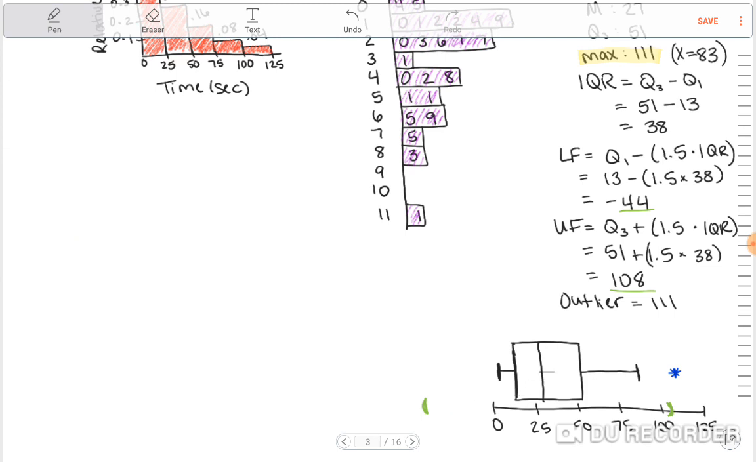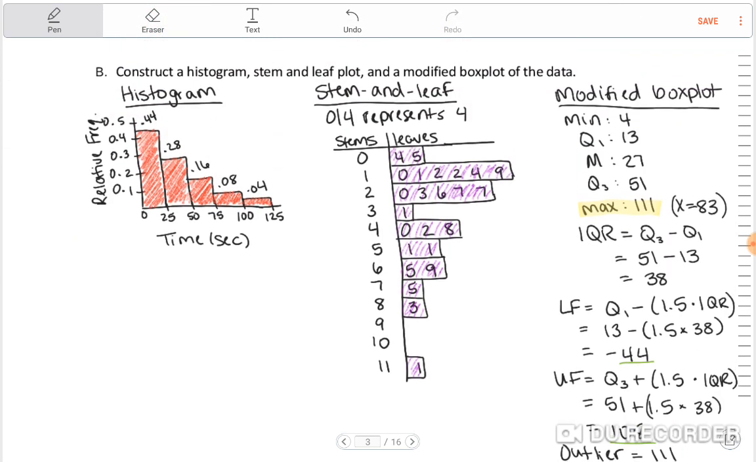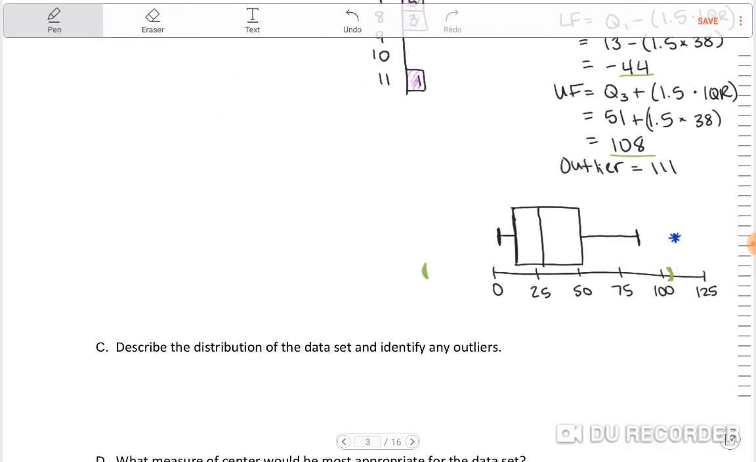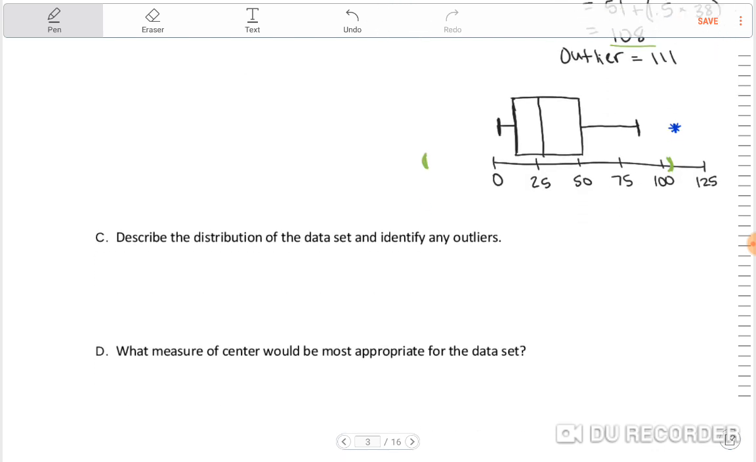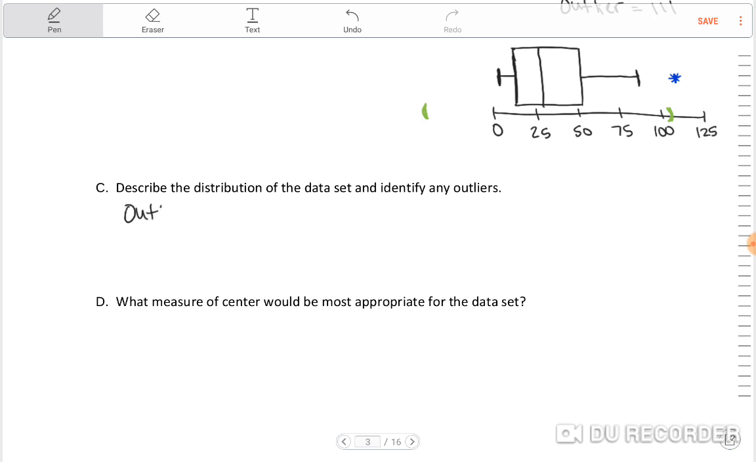It's any number that's outside of the fence, right? If you're on the outside looking in, you're an outlier. The outside of the fence. So that's how we would do those three things. So now that we've done those three things, now let's describe the distribution of the data set and identify any outliers. Now, good news, we've already identified the outlier. It was 111. So I'm going to go ahead and just say outlier is 111. And what's the shape?